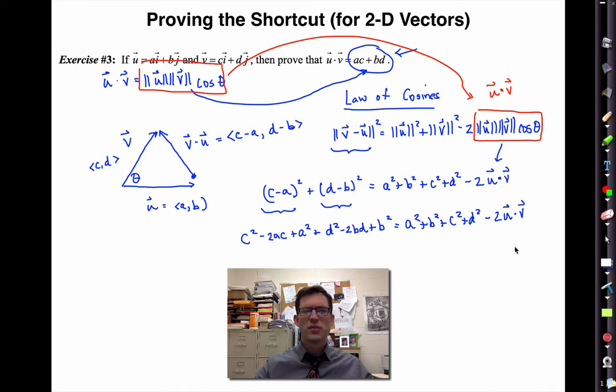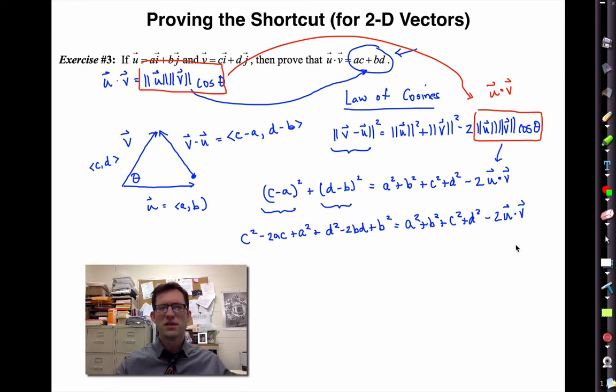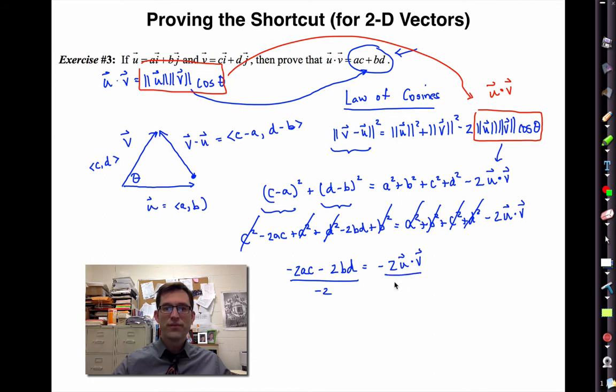Don't lose sight of what we're trying to prove. We're trying to prove that u dot v is a times c plus b times d. Well, let's see. There's a c squared on this side and there's a c squared on this side. Oh, hey, look, a b squared and a b squared. Oh, what do you know? An a squared and an a squared. My goodness, it's a d squared and a d squared. So I get 2 times ac minus 2 times bd is equal to negative 2 u dot v. Oh, now I can divide both sides by negative 2, and I find that u dot v is equal to ac plus bd, and that is QED.